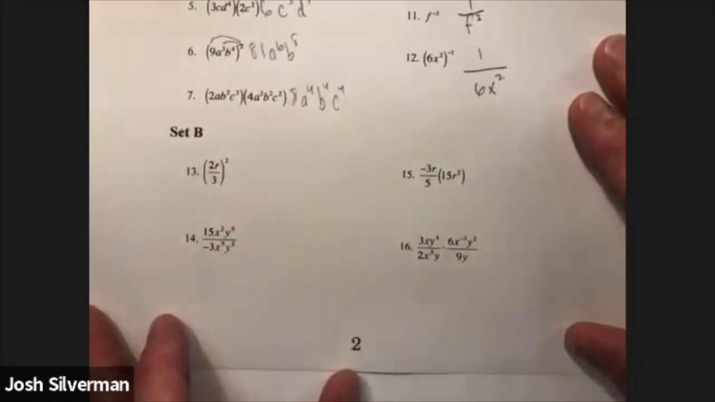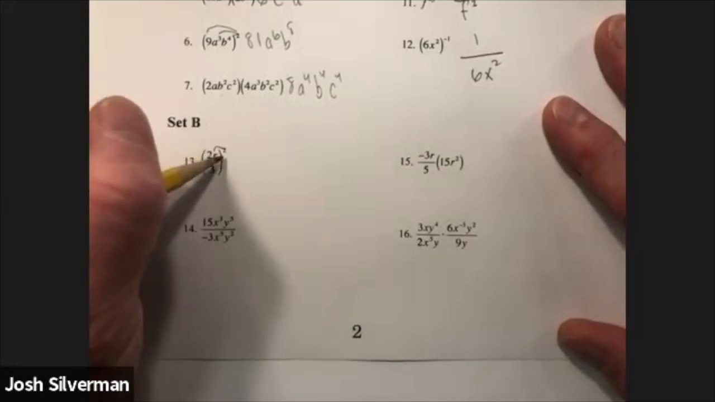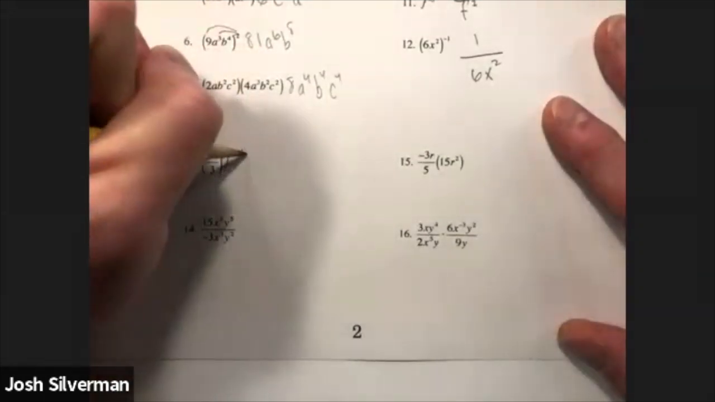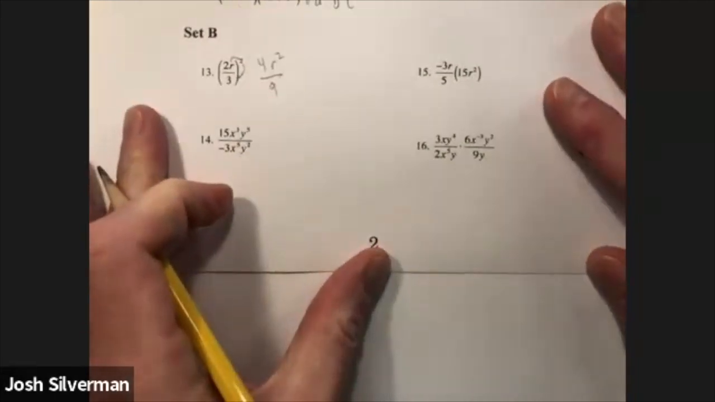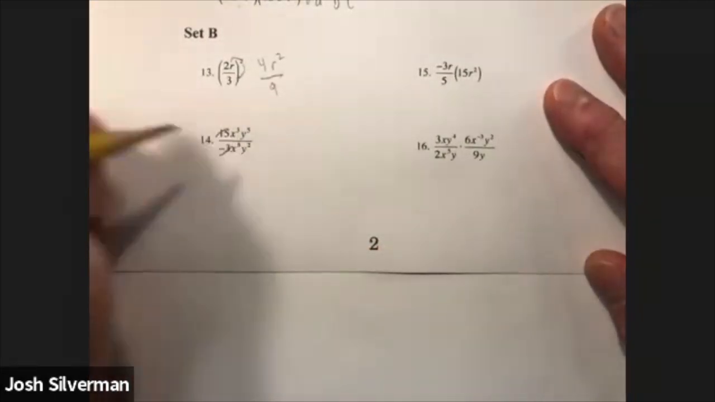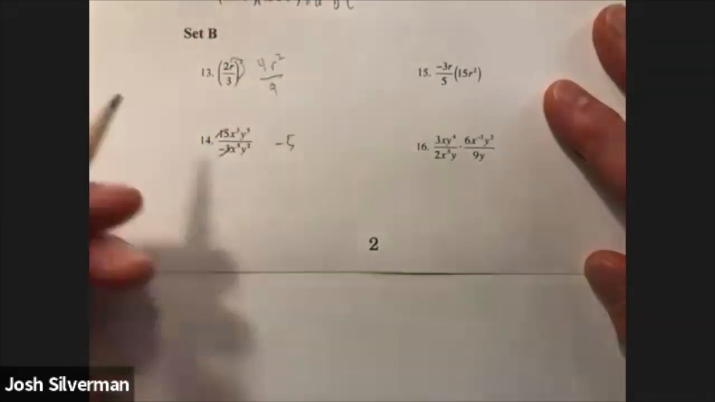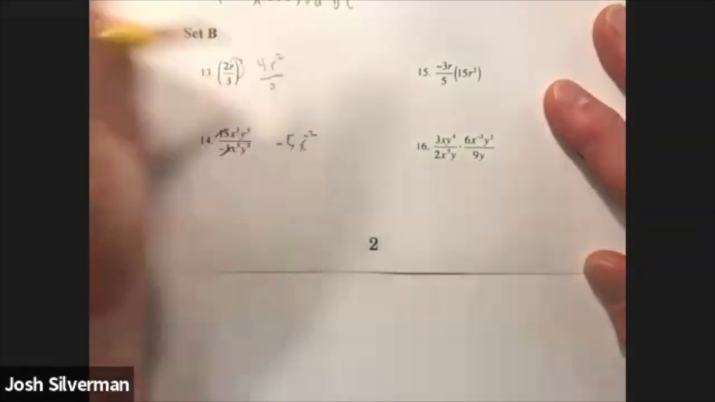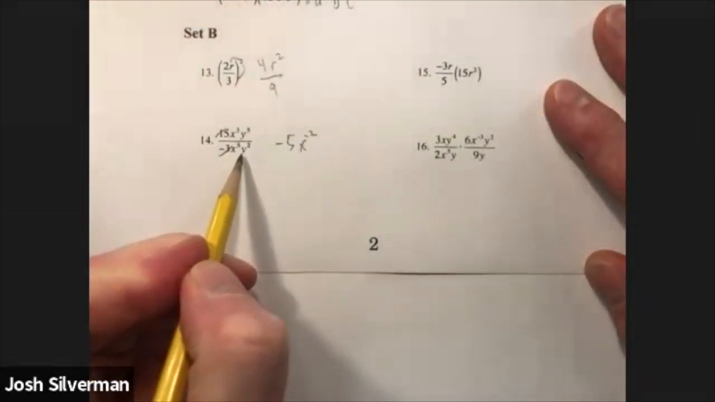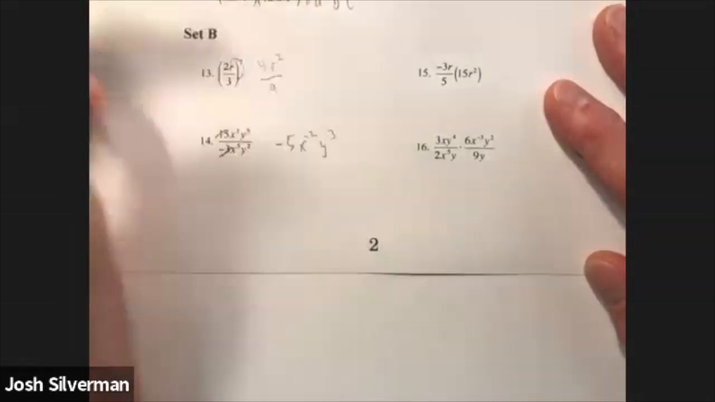If you want to do a little bit of a challenge, that's for set B. Square the top and square the bottom, 4r squared over 9. Cancel. 15 divided by negative 3, that's a negative 5. X to the 3rd divided by x to the 5th, that's an x to the negative 2. Y to the 5th divided by y to the 2nd, that's a y to the positive 3.